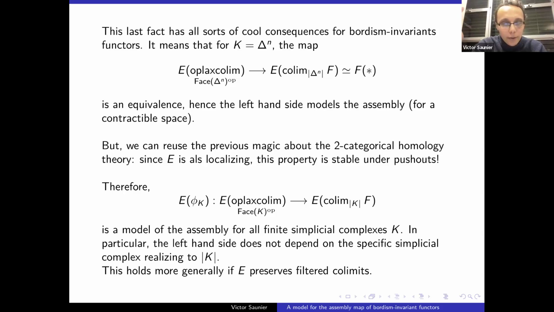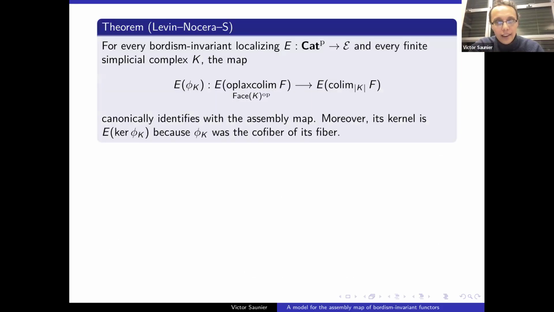Another thing that also generalizes rather straightforwardly is that if I now assume that my E preserves filtered colimits, then I don't really need this finiteness hypothesis anymore. This is just now more generally true, that this will be a model of the assembly map for all simplicial complexes. Yeah, so this is the theorem.